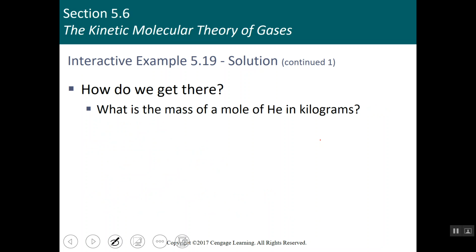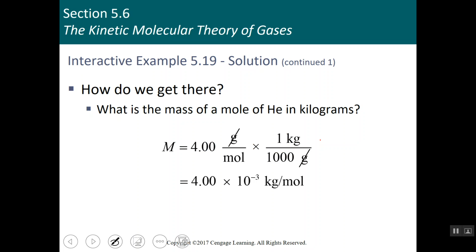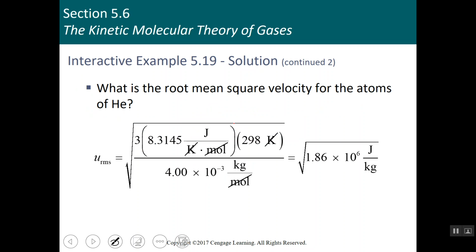What is the mass of a mole of helium in kilograms? Well, the periodic table tells you that helium is 4 AMUs. And so if we put that into kilograms, first we use the molar mass, grams per mole, and then we divide it by 1,000 and we get 4.00 times 10 to the negative 3 kilograms per mole.